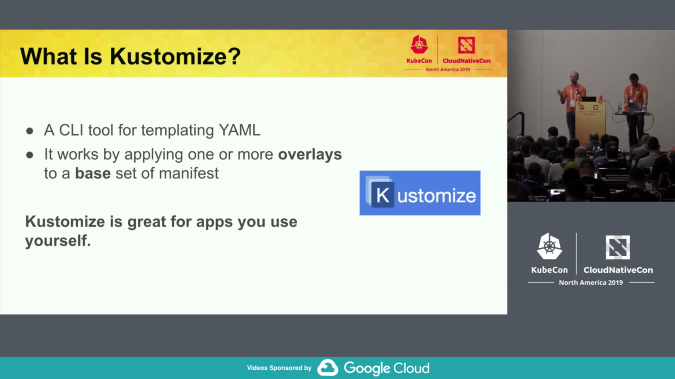Kustomize is just a command line tool, so you typically have a set of default manifests and you apply overlays to them. Kustomize is actually the tool we use internally, and the reason that we use it is it's really good for customizing apps that you're going to consume yourself, because it's super simple to use.